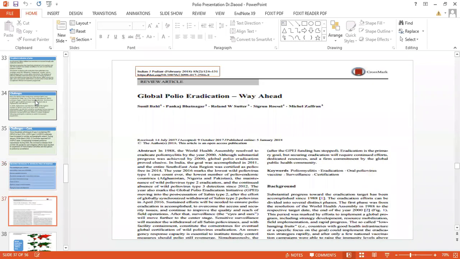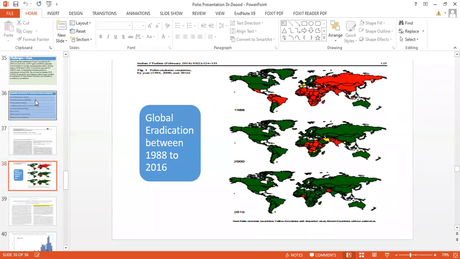And you can see that the global polio eradication efforts are going on. There have been 3 phases from 1988 to 2000 and 2016. You can see the red areas where polio has been prevalent and has been decreasing worldwide. The yellow patches show the cases which have been imported to that area. And this is the figure till 2016.